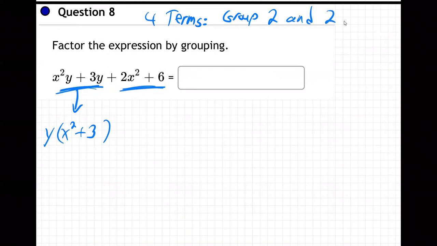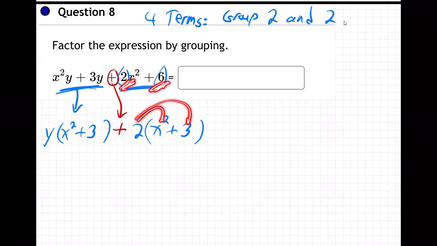Now, how about the next 2? Then bring down that plus sign that's in between. And then do the same thing for the other 2. Say, okay, what do they have in common? They have the number 2. 2 goes into 2 and 6, doesn't it? What does that leave? X squared plus 3. You see that? 2 times x squared would go back to 2x squared, and 2 times 3 would go back to 6. How are we doing? Is that making sense?